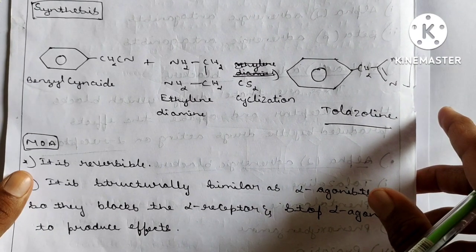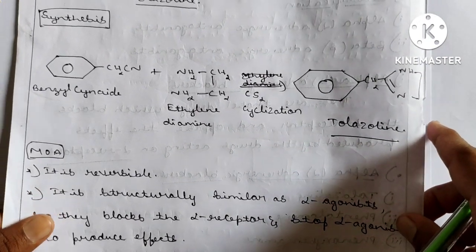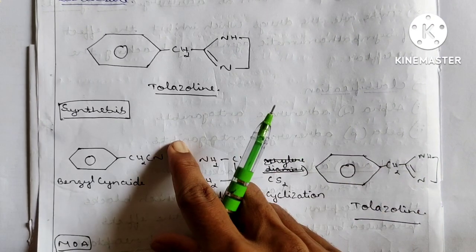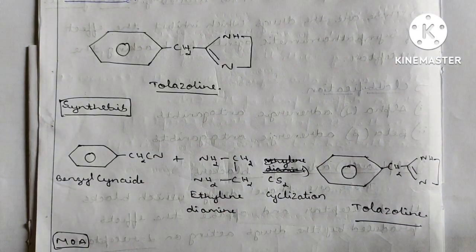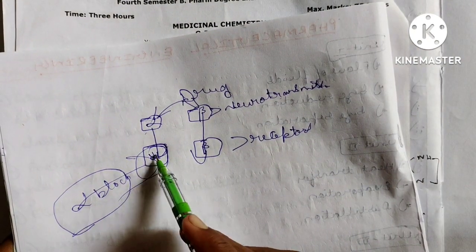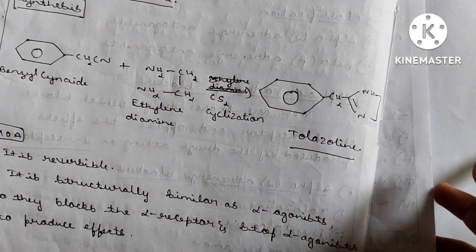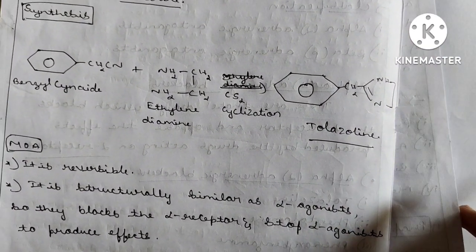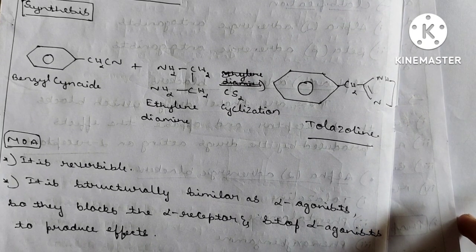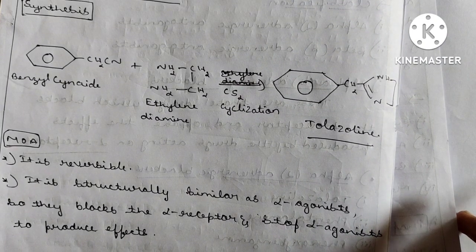Its mechanism of action is reversible. Reversible means we can remove those alpha blockers. Now see, these alpha blockers we can easily remove. Okay, these are reversible. Which one? Tolazoline. These are reversible and it is structurally similar to an alpha antagonist. So they block the alpha receptor and stop the alpha agonist from producing the effects.